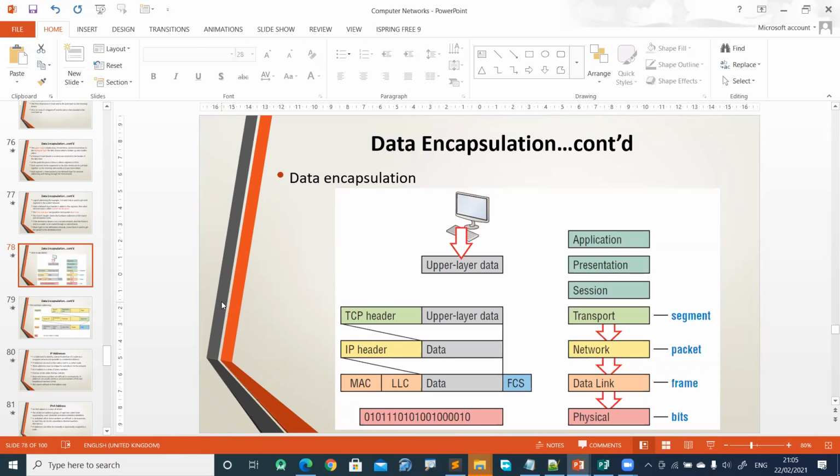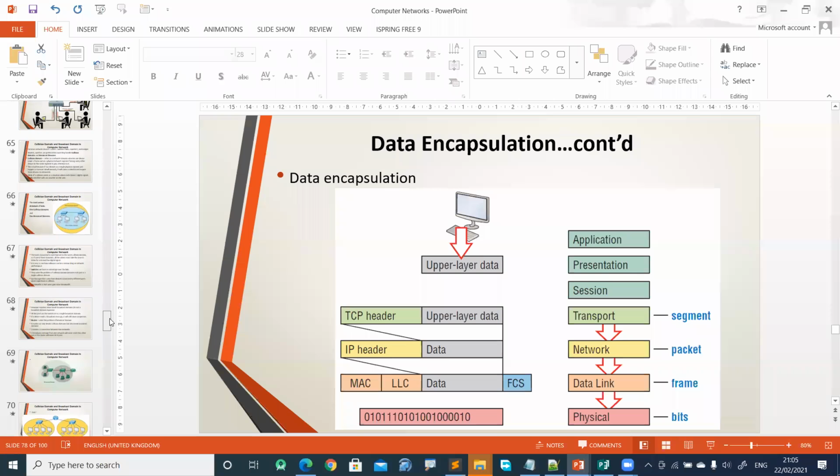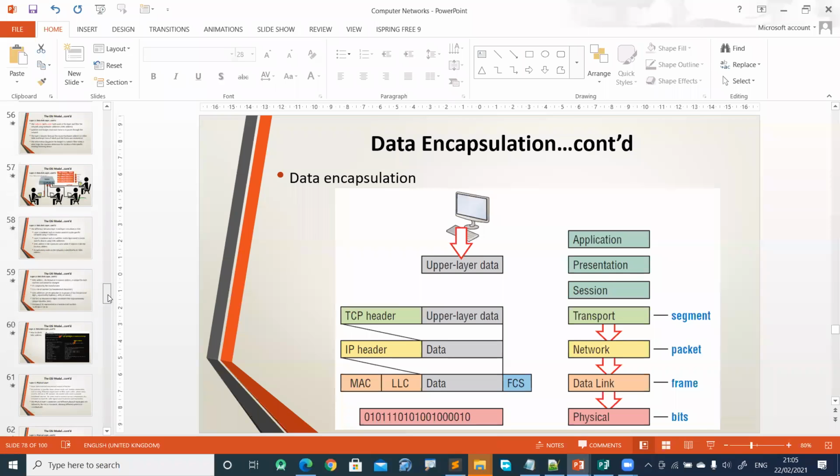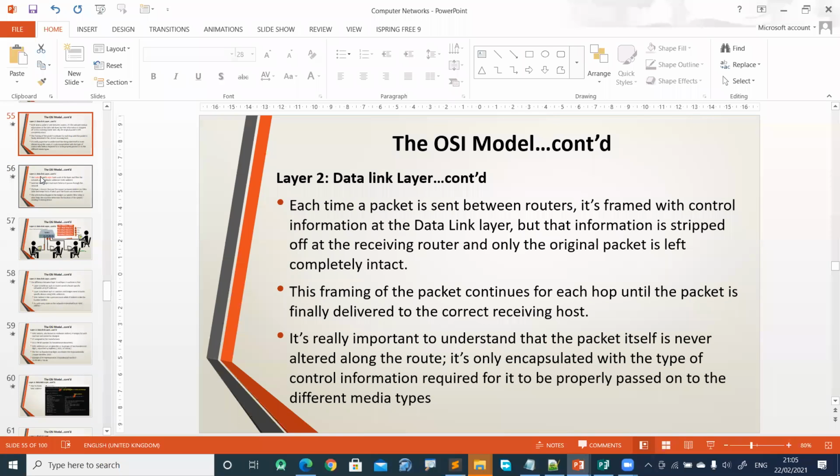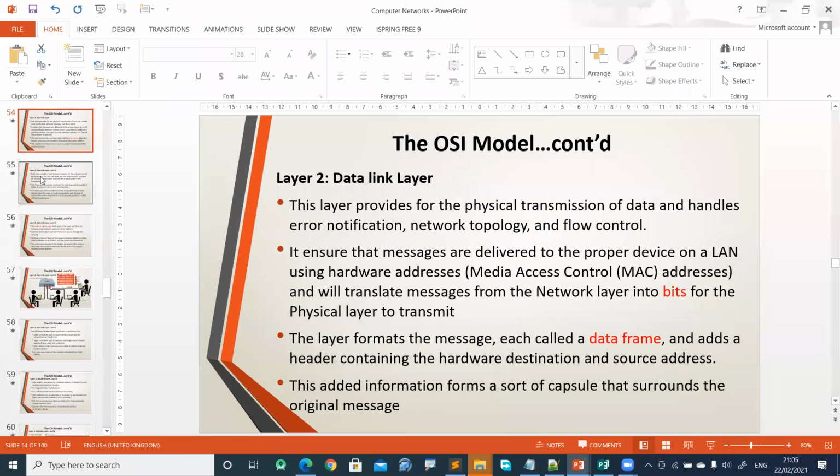You can see here segment, packets, frame, bits. You can show that. So we'll come to that and look at them in detail separately. But for now, just know that there's stuff like that coming as we go on. So this is what goes on at layer 3.